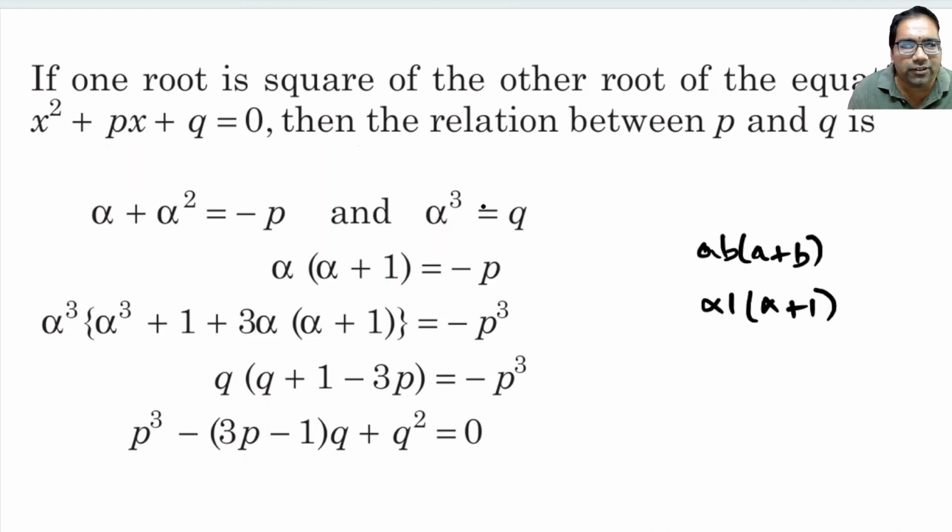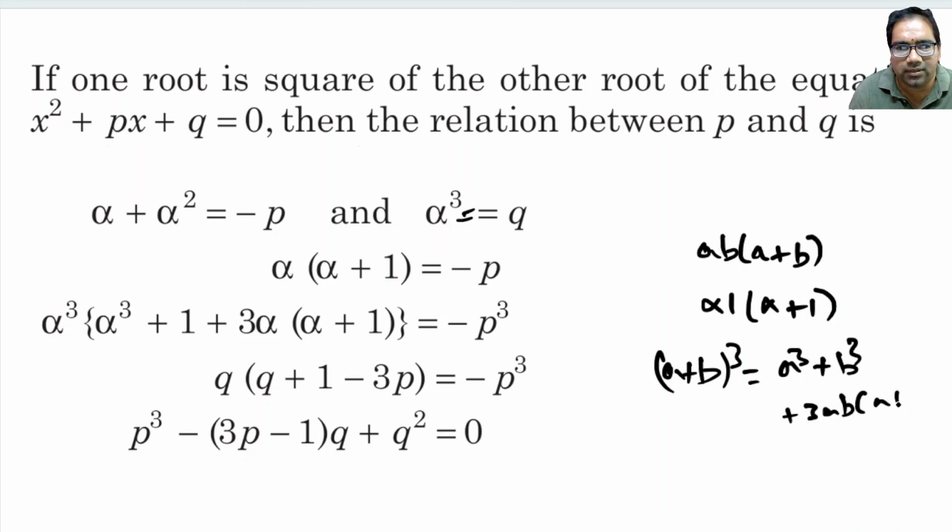Okay. And we have a cube here. When we do a cube, for example, a plus b cube, we'll get a cube plus b cube plus 3ab into a plus b. Right, 3ab into a plus b. So alpha plus 1 cube will also have a term like ab into a plus b. So let's use that.